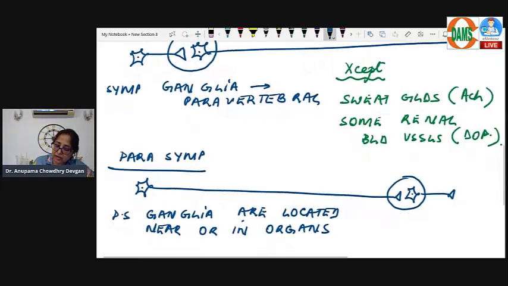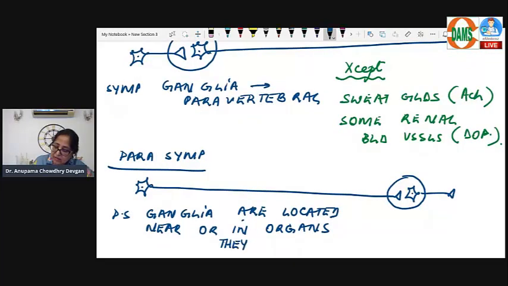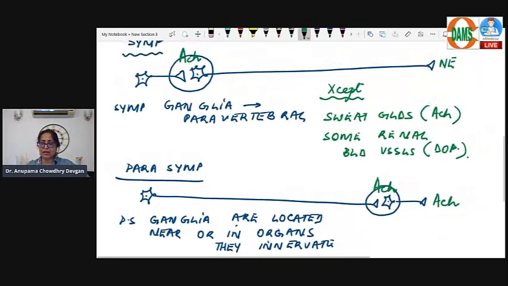In or near the organs they innervate. So the postganglionic parasympathetic nerve fibers are extremely short. Now, which are the neurotransmitters secreted here? In the parasympathetic ganglia you have acetylcholine, and postganglionic will also be acetylcholine. So these are very simple things, but important.